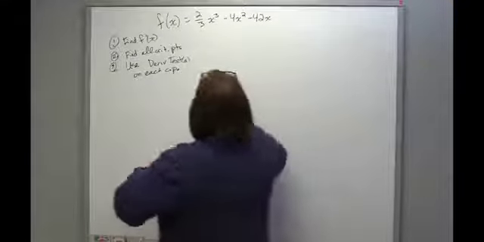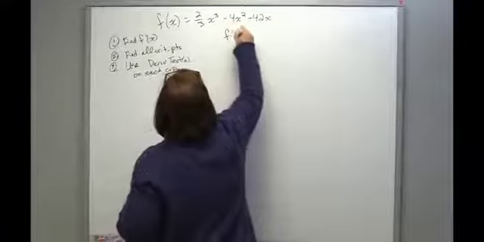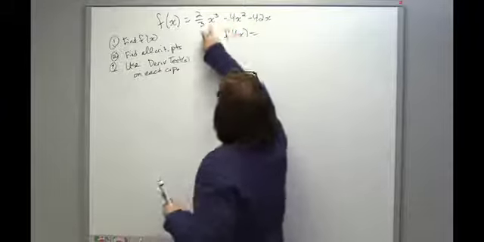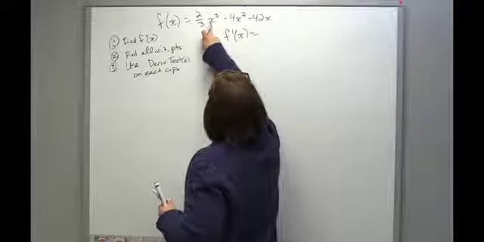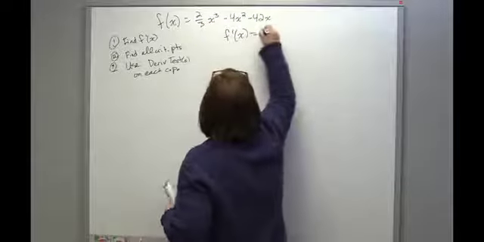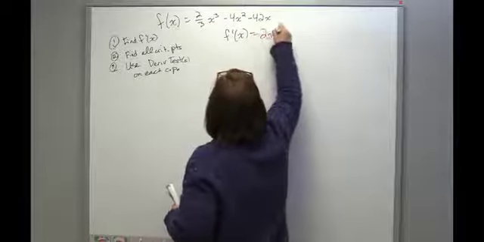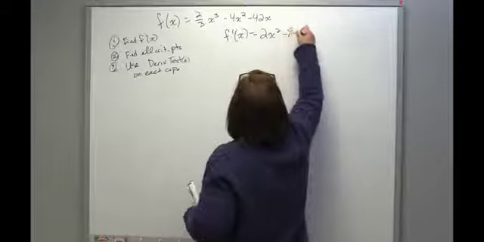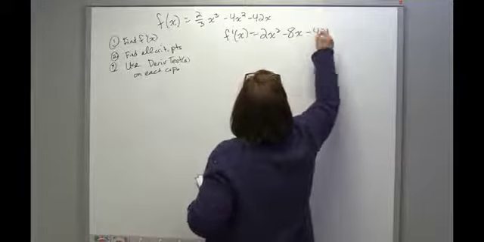And so the first thing we need to do is find the first derivative. And being very careful with our power rule, when we bring down the 3, the 3's will cancel. So we're left with 2x squared minus 8x minus 42.